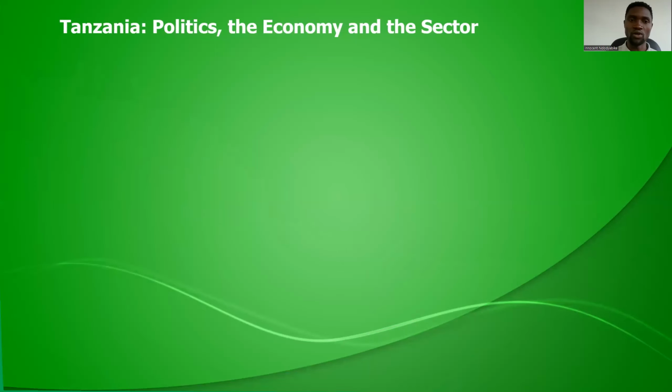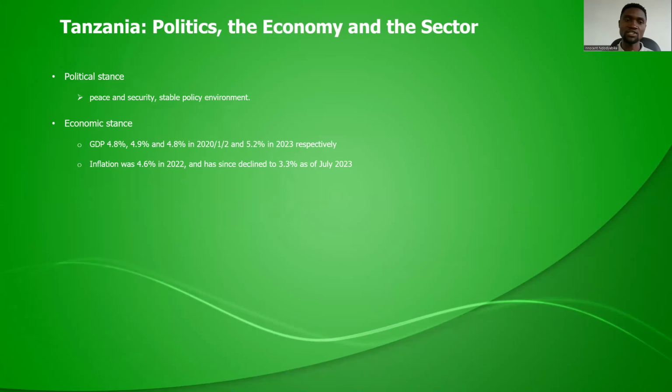So politics. What do we have in store for politics? This is according to the information memorandum, and it proposes that there is a peaceful, secure and stable policy environment, and I think that is the case. From the economic stance, Tanzania's economy has been growing very well for the last decade, although there was a slowdown as a result of COVID-19, and also as a result of the ongoing conflict in Europe, specifically in Ukraine. Inflation shot up in 2022, but it has been brought under control and has been declining very fast. It was 3.3% in July 2023.